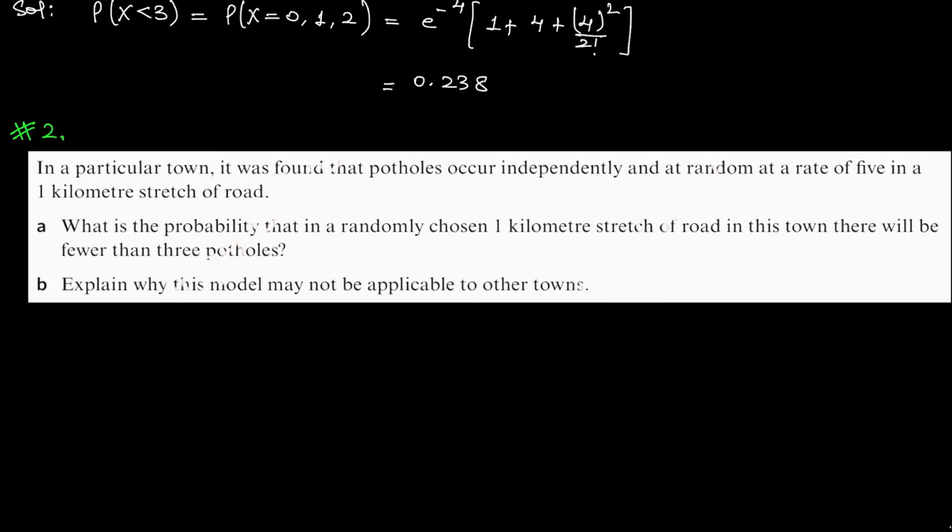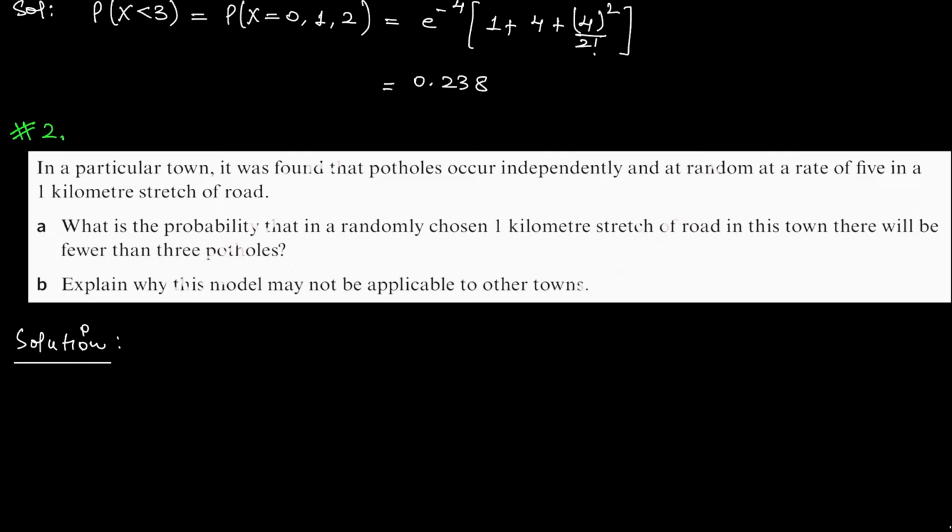Simple. Okay, so now question number 2 says that in a particular town it was found that potholes occur independently at random at a rate of 5 in every 1 kilometer of a stretch. What is the probability that in a given stretch of 1 kilometer there will be fewer than 3 potholes? And B part says explain why this model may not be applicable to other towns. So these types of questions can come up in the examination. Let's see how we solve them.